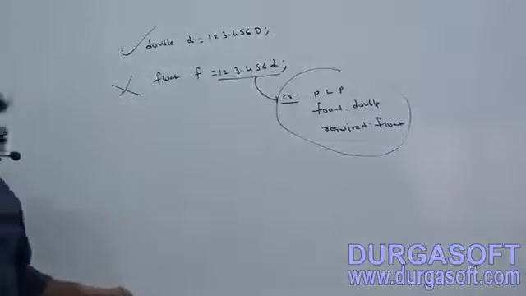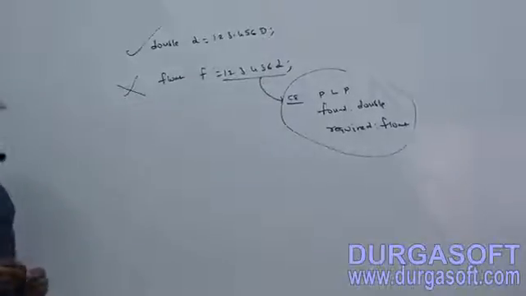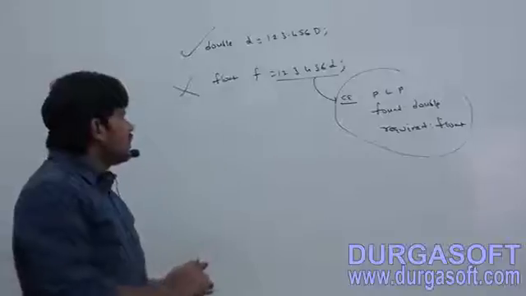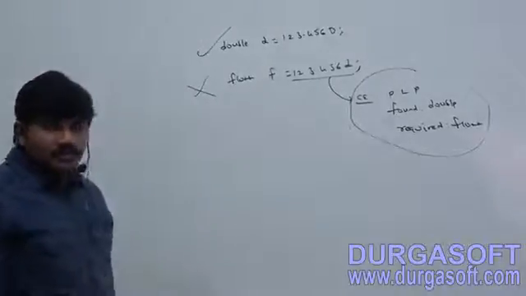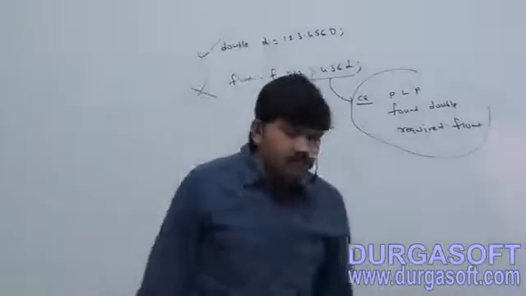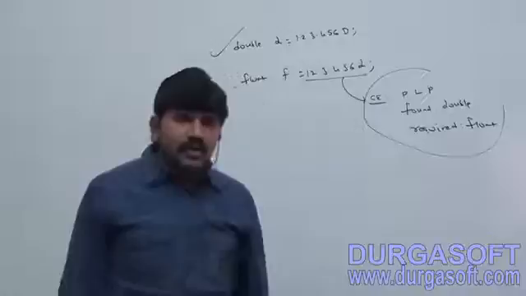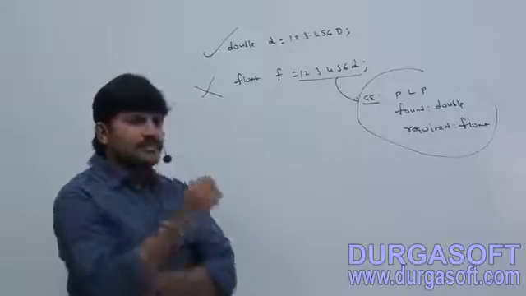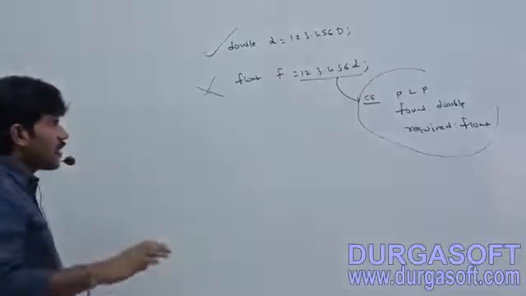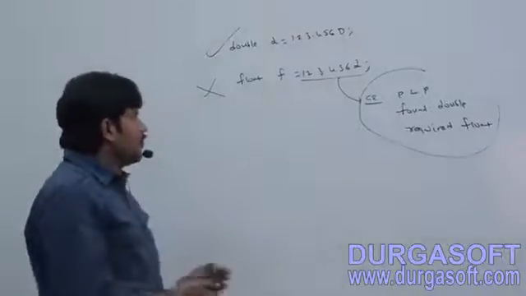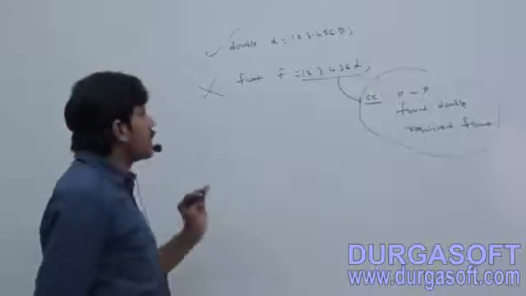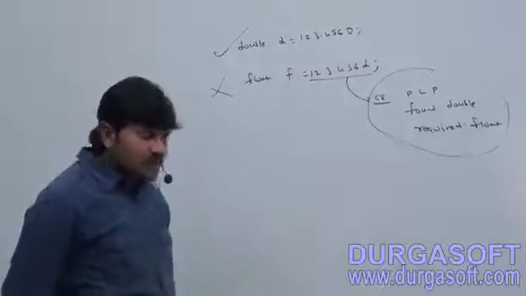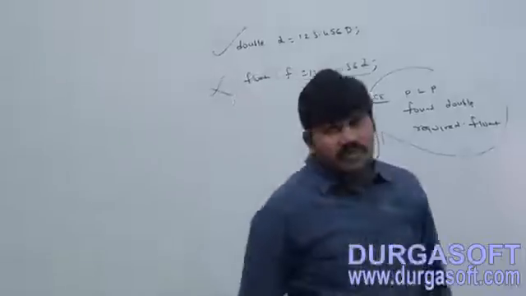Are you getting at this point? We can specify a floating point literal explicitly as a double type by suffixing it with a small d or capital D. Of course, this convention is not required.